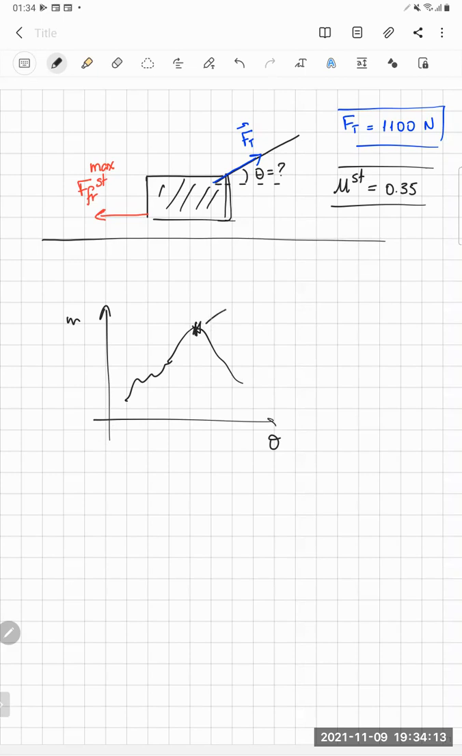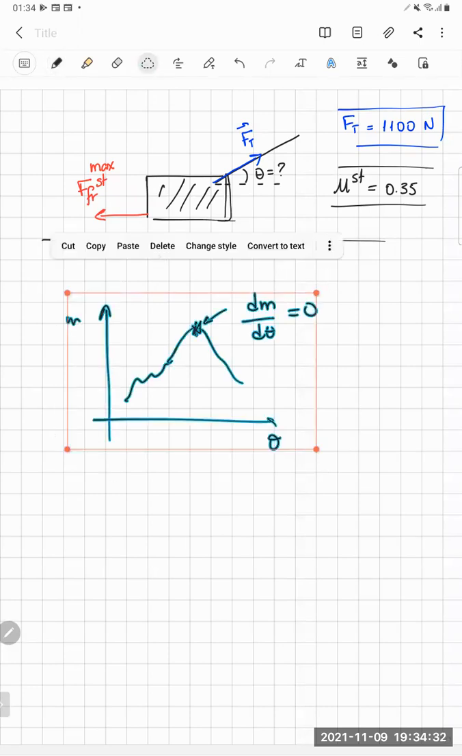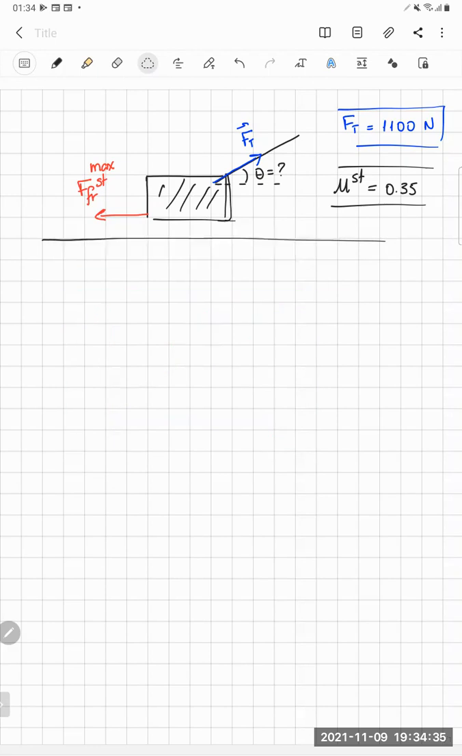And how are we going to reach that? If we find an equation for the mass and then we take the derivative with respect to this angle equal to 0, that will give us this maximum point. That's what we are after. So we have to write the equations. And again, I repeat, our main concern is static friction, because maximum static friction is even larger than kinetic friction. So let's try to get to that equation connecting mass with angle.